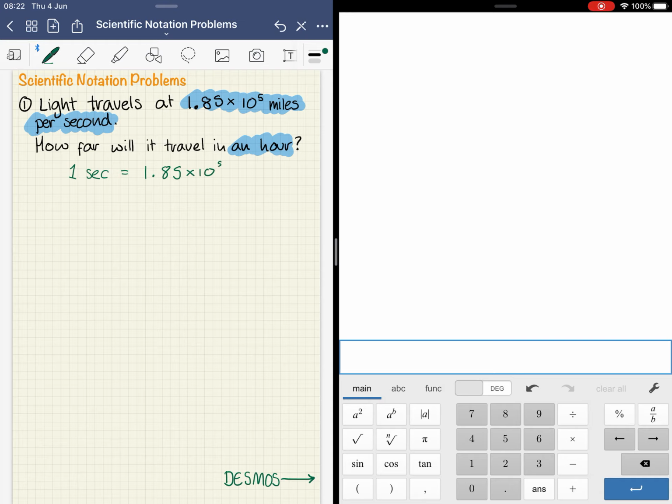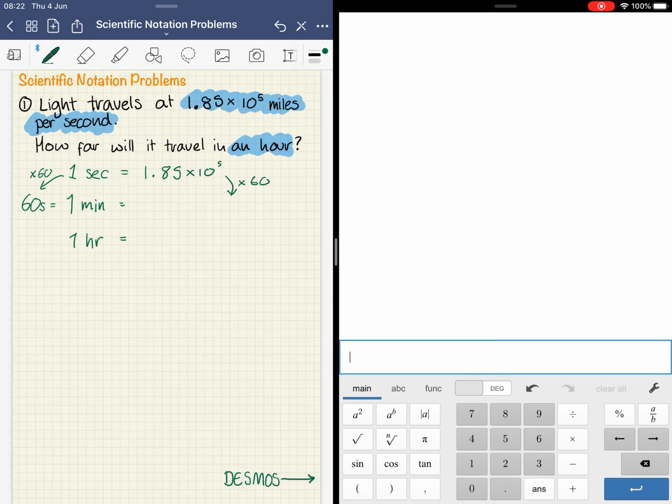Our goal is to eventually get to 1 hour. And the easiest way to do this is to just work your way up to it. So when you think how far it will travel in 1 minute, well, 1 minute is the same as 60 seconds. And so I've got to multiply that by 60. And so I've got to do the same thing over here. I've got to multiply that big number by 60.